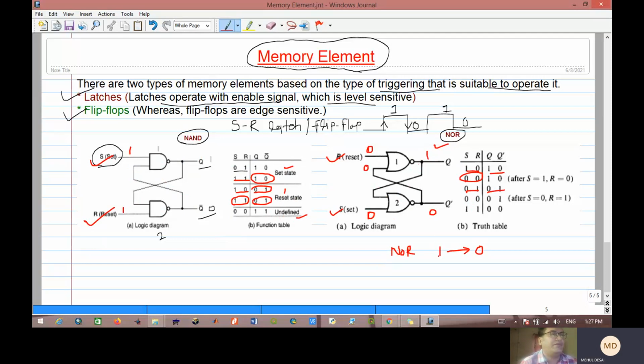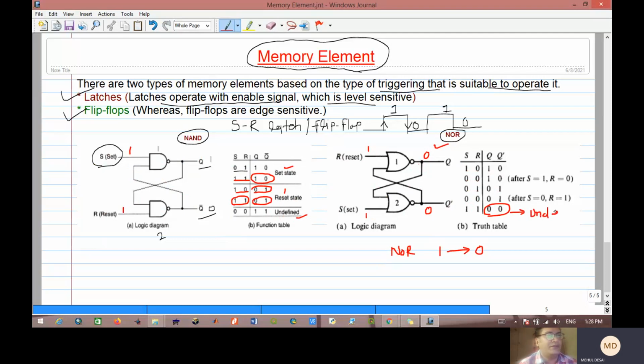For the prediction we require the 1. So if both inputs are 1 1, at that time we get the output 0 0. So if both are 1 1, then we are considering both outputs as 0 0. So this state is also undefined.